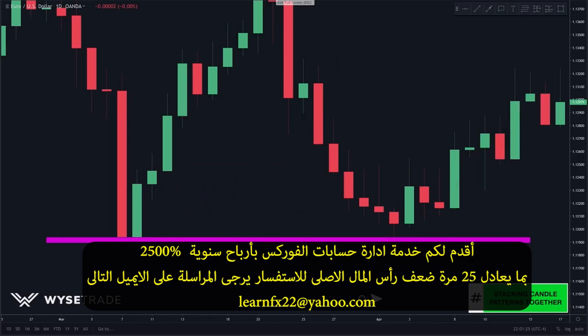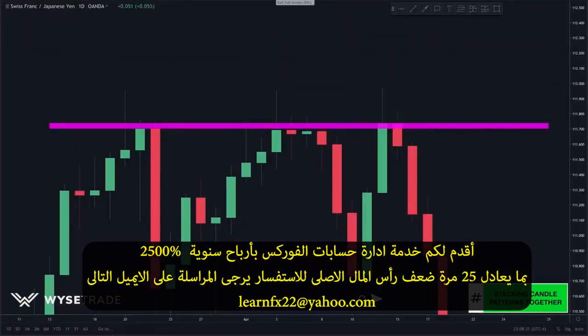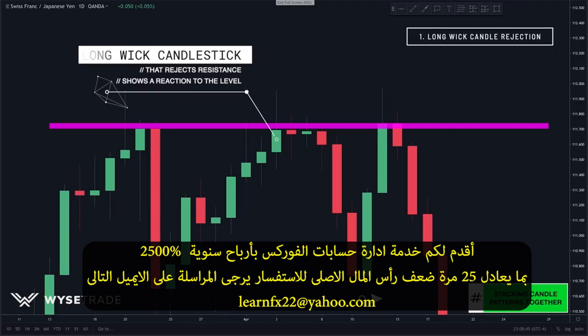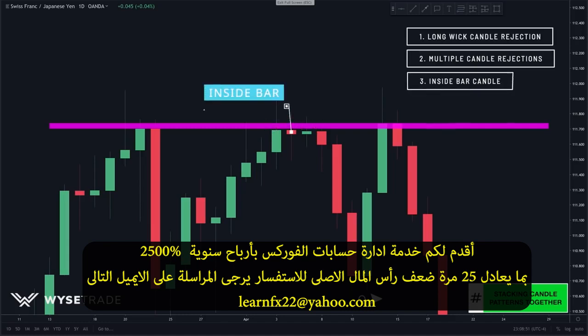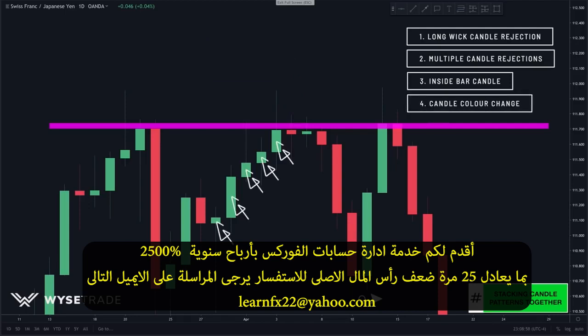So moving on. Here's the Swiss yen. And again, price came up, hit and reversed drastically, giving us a level of resistance. As price came back up to this level, we had multiple candlestick patterns form. First, a long wick candle rejection. Second, we had multiple additional candle rejections. Third, we had an inside bar, another inside bar. And fourth, a candle color change, as we had all green candles before a red candle appears.